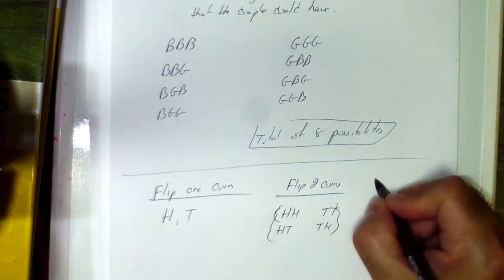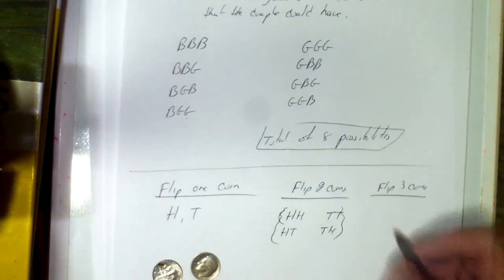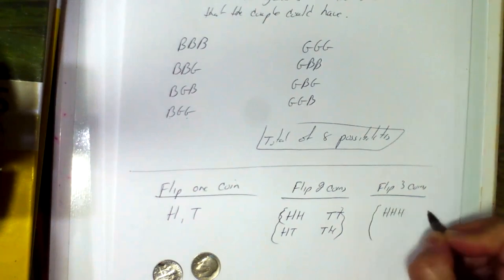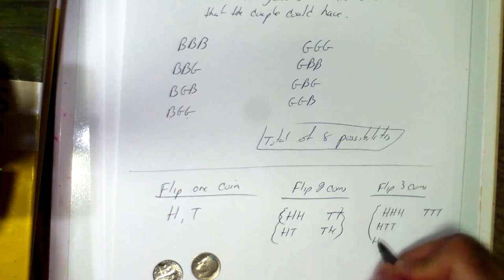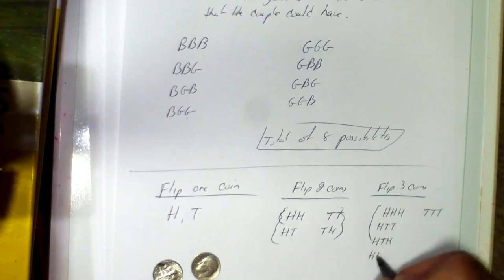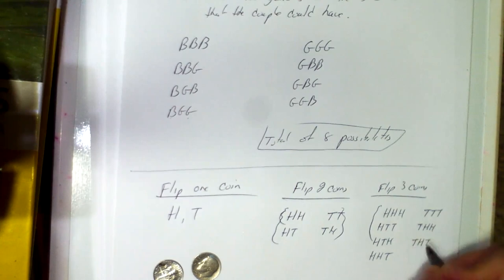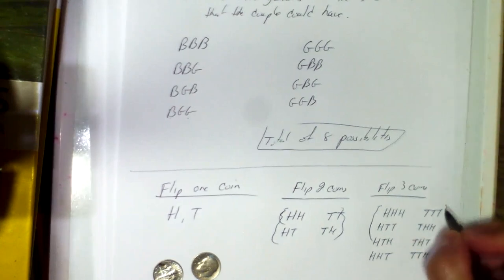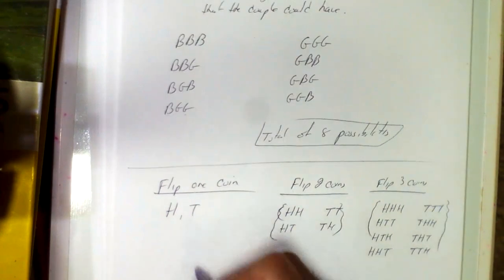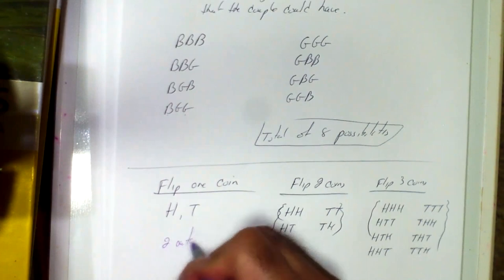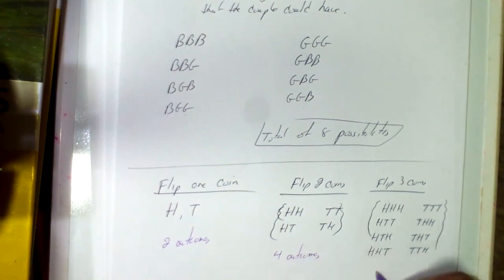What happens if you flip three coins? If I throw in another coin, you could have all heads, all tails, heads, heads, tails, heads, tails, heads, tails, heads, heads, or tails, tails, heads, tails, heads, tails, heads, tails, tails. So how did I know that I was going to get two outcomes here? How did I know that there were going to be four outcomes here? And how did I know that there were going to be eight outcomes?